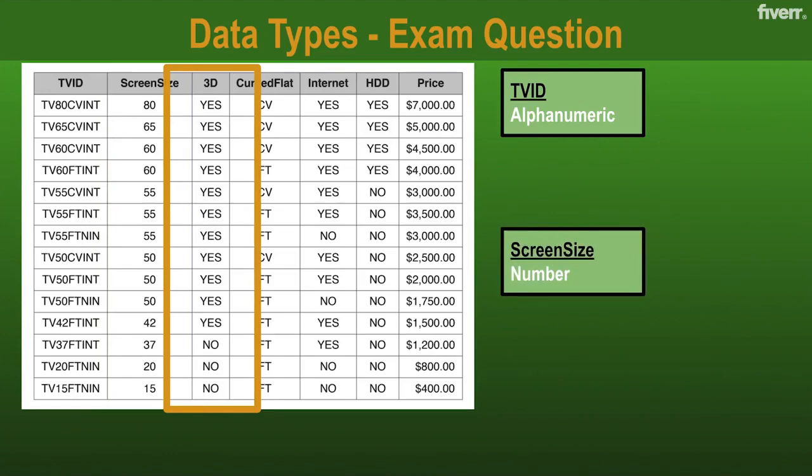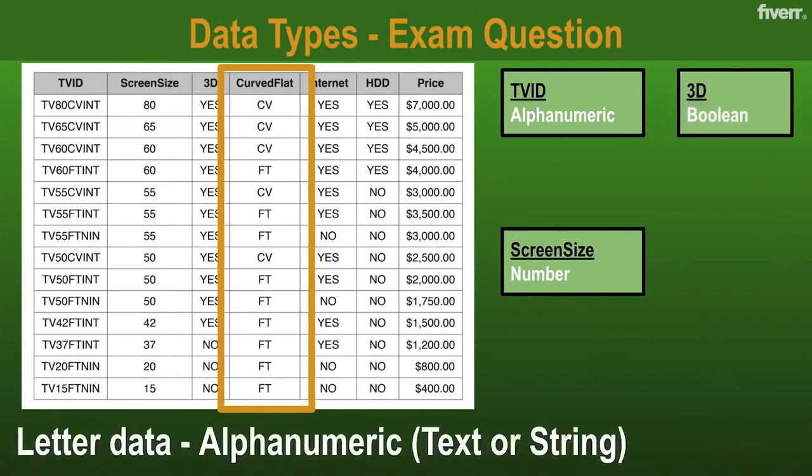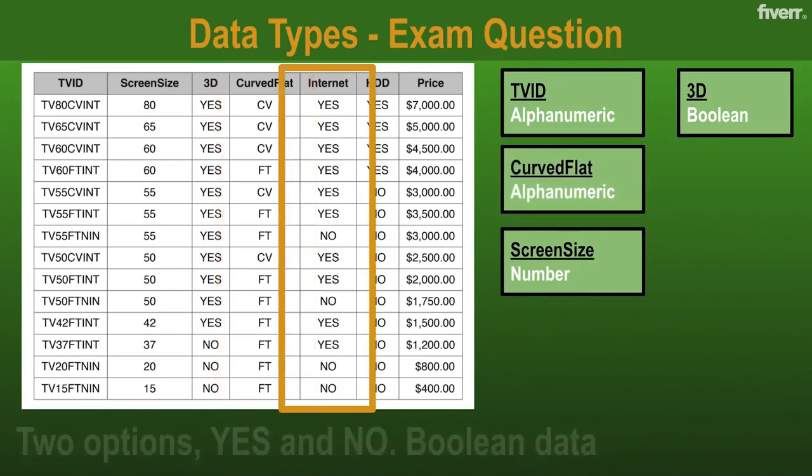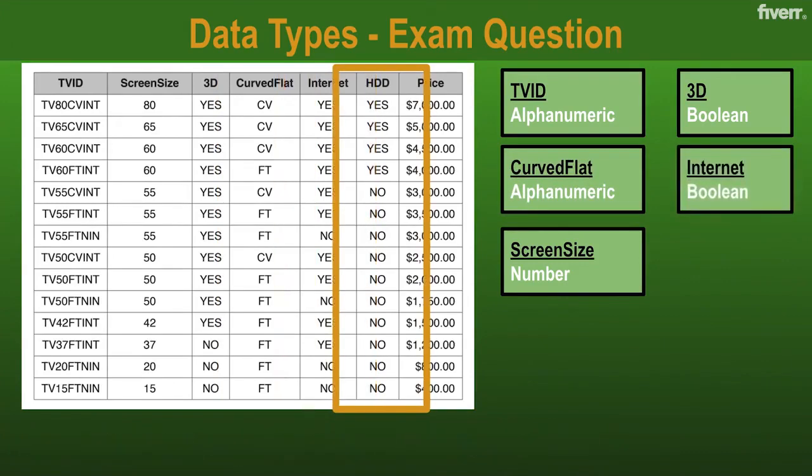Next is the 3D. So that is a yes-no category. Yes, no, on, off, and true, false are two options. Boolean. Curved and flat is letter data. Letters are alphanumeric. They are text. So it is a text or string alphanumeric field. Next, we have the internet. Why, that's another yes no. Yes no and true false are Boolean. What's next? Well, it's HDD. So, is this a high definition? Yes, it is, or no, it's not. Yes no, true false are Booleans.